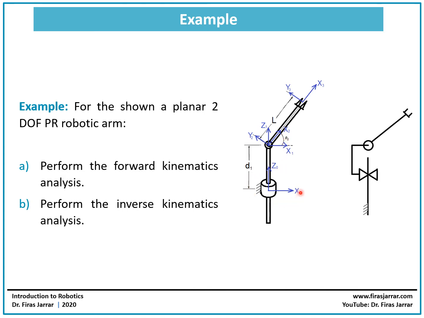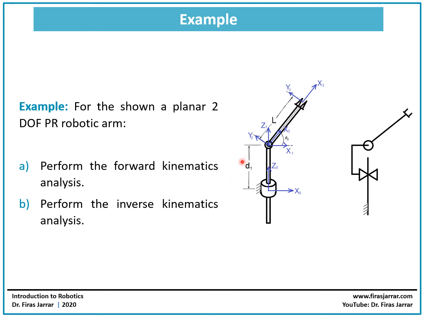Here we already have the frame assignment done. Frame 0, frame 1, for frame 1, we have the Y direction into the page, not shown here. We have frame 2, the Z2 is out of the page, and Z3 is out of the page for frame 3, which is attached to the end effector.